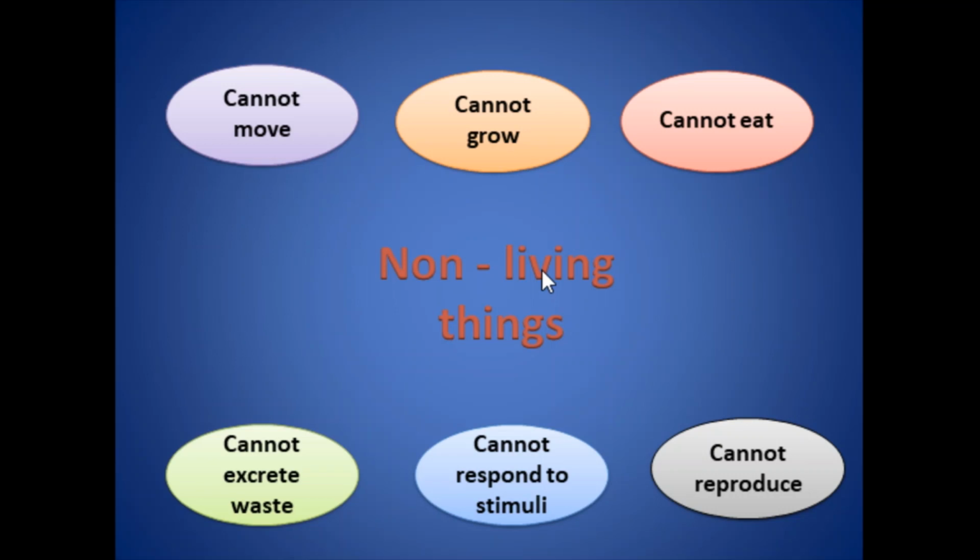Again, let's say them one more time. Non-living things are totally the opposite of living things. First, they cannot move. Very good. Next, what's this? They cannot grow. They do not grow. They cannot eat. Very good. They cannot excrete waste. Unlike people, unlike animals, non-living things do not excrete their waste.